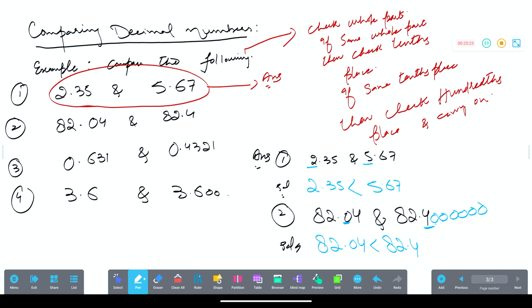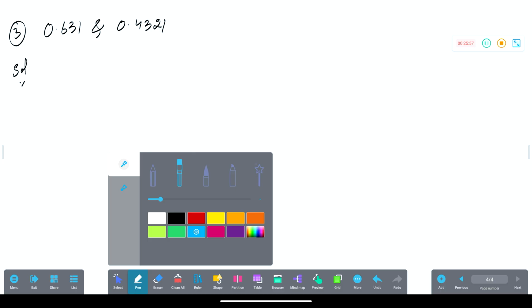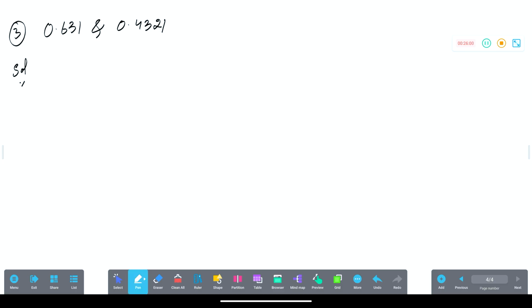That is 0.631 and 0.4321. I am taking the third example in the next slide. Have a look here. Third example I'm taking: 0.631 and 0.4321. I am writing the same. Now carry on with the same. First the whole part. The whole part of both decimal numbers is the same. It is 0, 0. No difference at all.